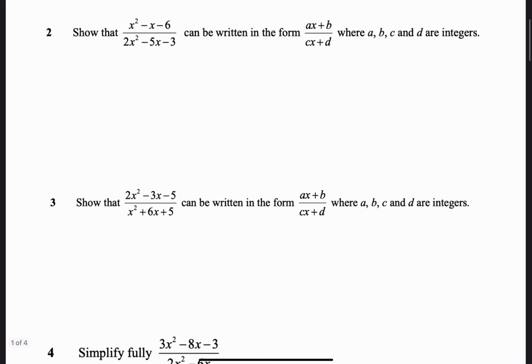Next one, you've got to factorize it. So x squared minus x minus 6. Well, factors of 6 that make minus 1x: minus 3 and plus 2 to make it 6. 3 times 2 is 6, yeah. x minus 3 and x plus 2 on that one.